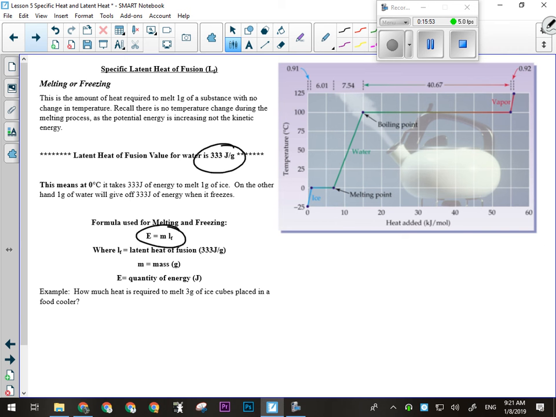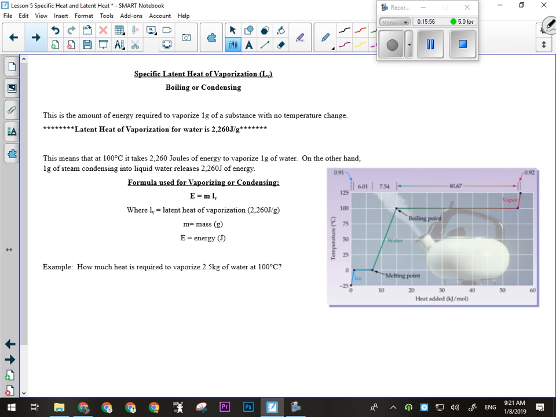Questions on that? All right. Vaporization works exactly the same, right? It's just we're talking about this part of the graph now. And we know that that's a much bigger part of the graph, which is why the latent heat of vaporization is so big. It's 2,260 joules per gram. So for every gram of sweat that evaporates off of your body, it could cause your body to lose 2,260 joules of thermal energy.